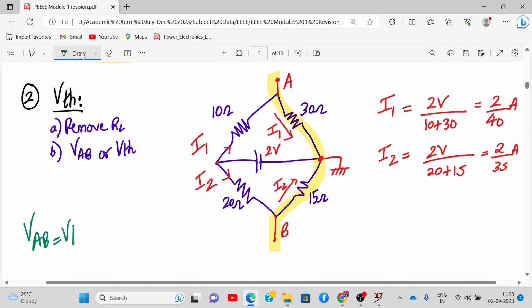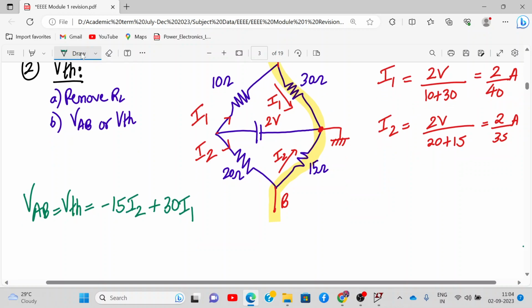Now tell me what is VAB or VTH. We'll start from down, and we'll go over here. The current in this direction is the same, so we'll write minus 15 I2. Then we go above. We are going from bottom to top and the current is flowing in the reverse direction, so it will be plus 30 I1. Did you get it? Understood what we have done over here?